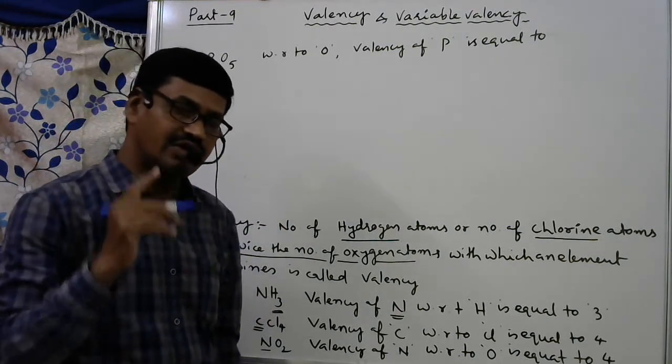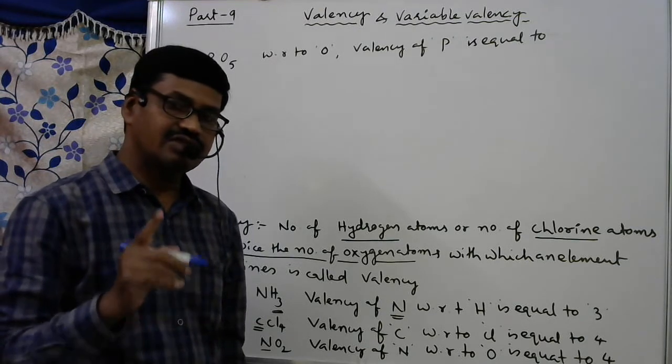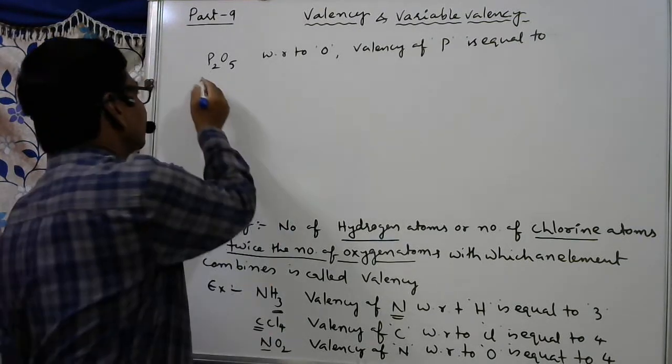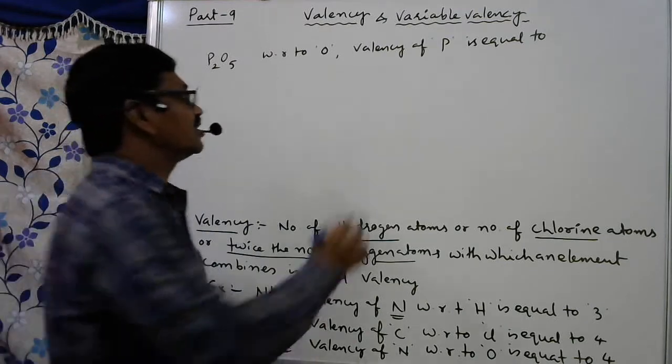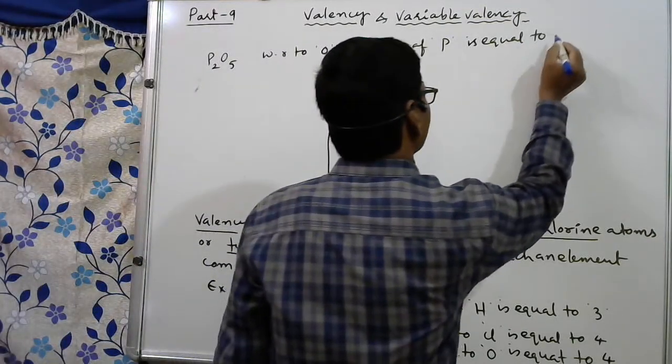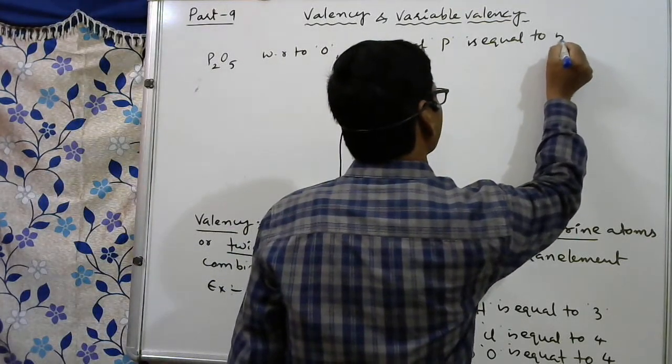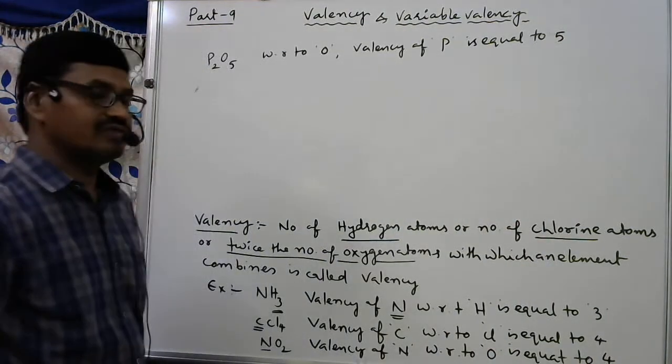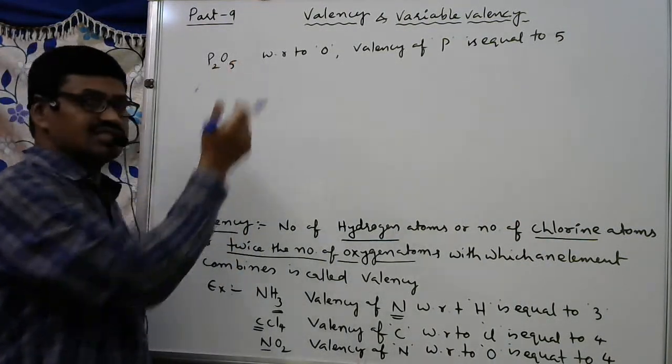So while saying valency, we always have to consider one atom. For 2 phosphorus, 10 is the valency. But here the valency of 1 phosphorus is equal to how much? It is 5. Why? Because for 2 phosphorus it is 10.